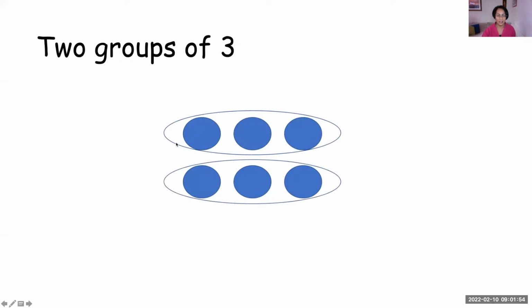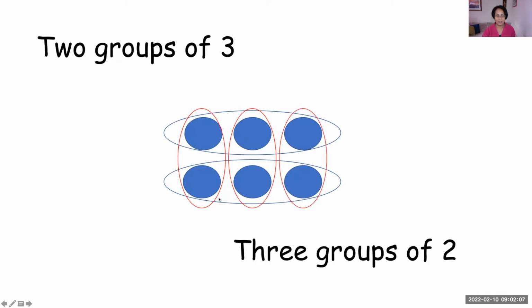I would then get them to look at the vertical grouping. So here we've got one group of 2, two groups of 2, and 3 groups of 2. And at a glance, your child will be able to see that 2 groups of 3 is actually the same as 3 groups of 2 in that they both add up to 6.